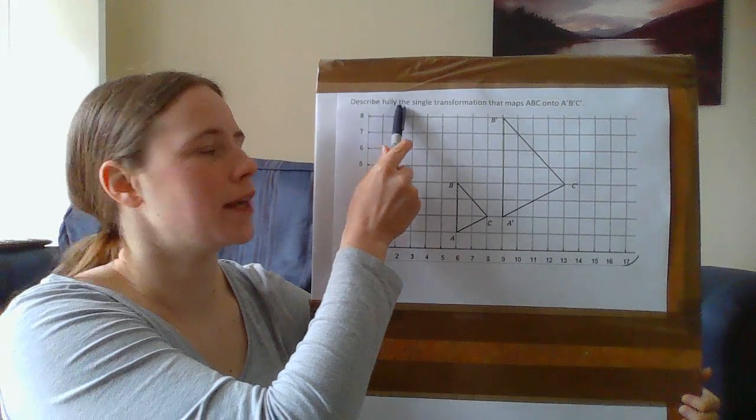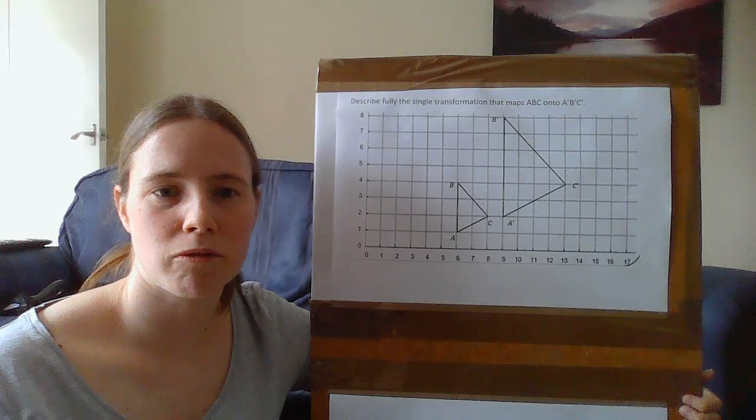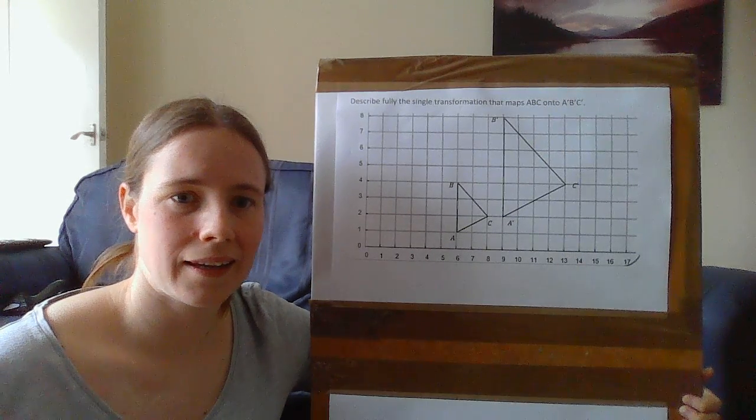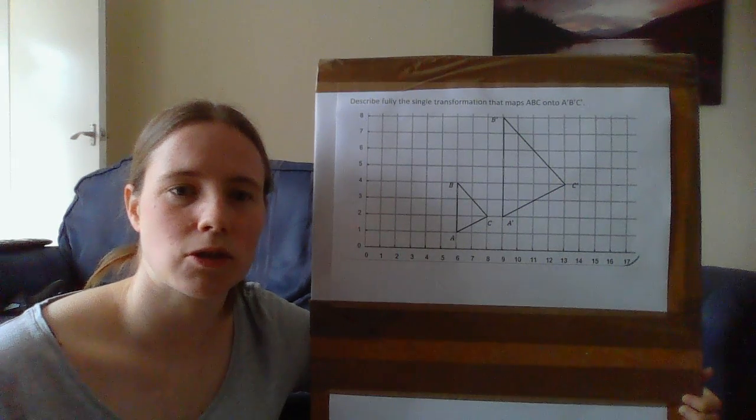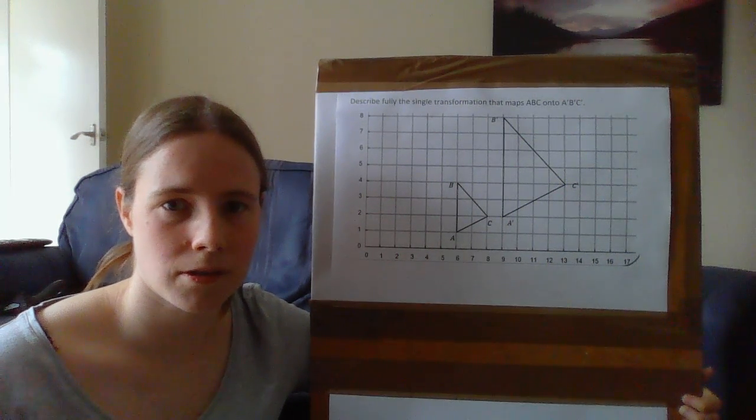First of all, it says fully. Now that means you have to give all the information that someone would require in order to correctly go from the original shape and draw the other one themselves. So you need to make sure you give them a full set of instructions.